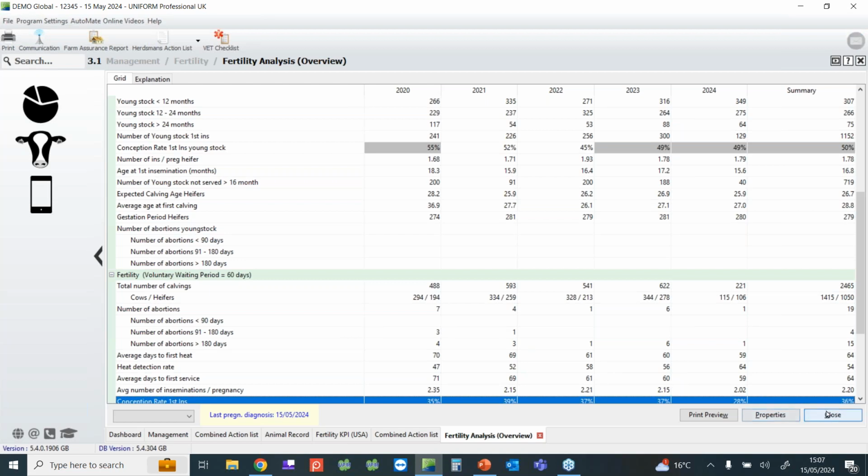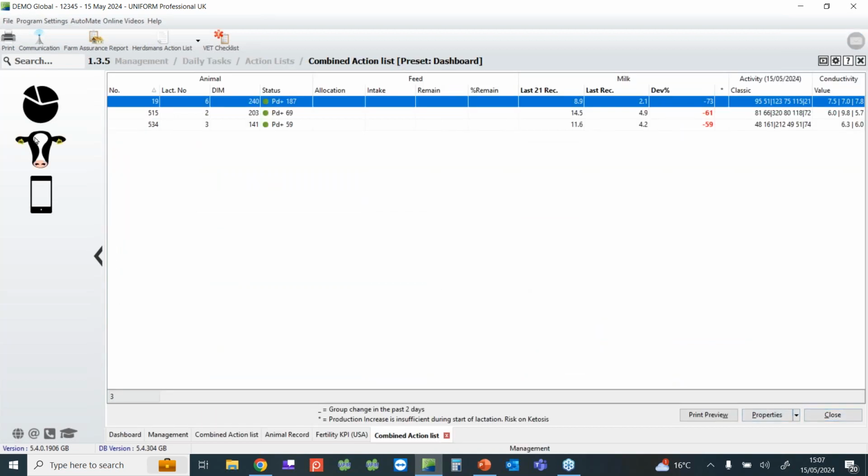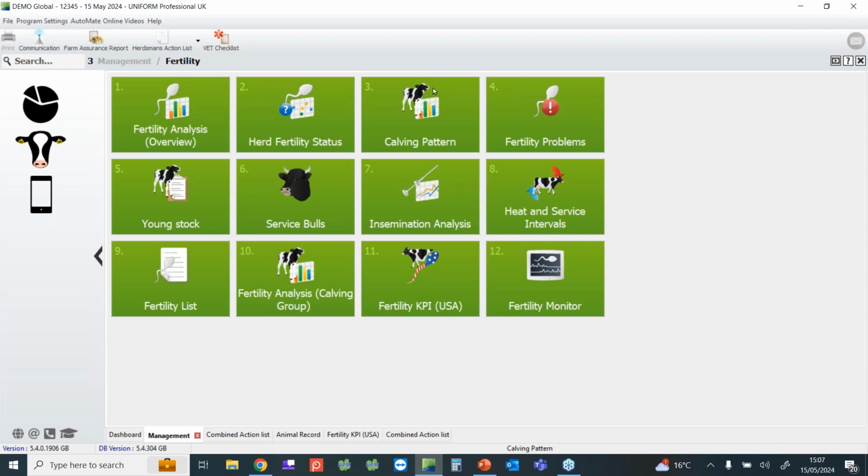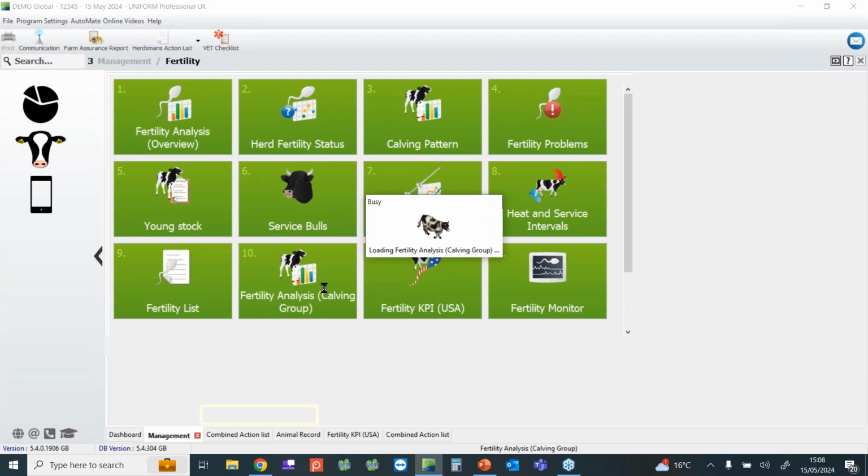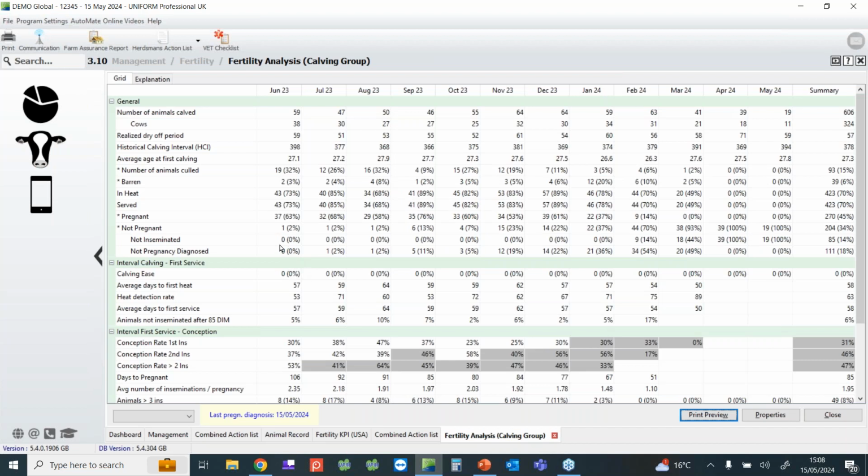So if we close that report and go back to fertility, the overview is very much looking at the entire herd over a selected period. Number 10 is slightly different. That's looking at cows that calved in that particular period. That period could be monthly, it could be quarterly, and again, it could be yearly. But obviously, if they're calving all year round, you'd probably want to look at the last 12 months. So we can see the number of cows that calved in, how many were pregnant, average days to heat, all the key figures.